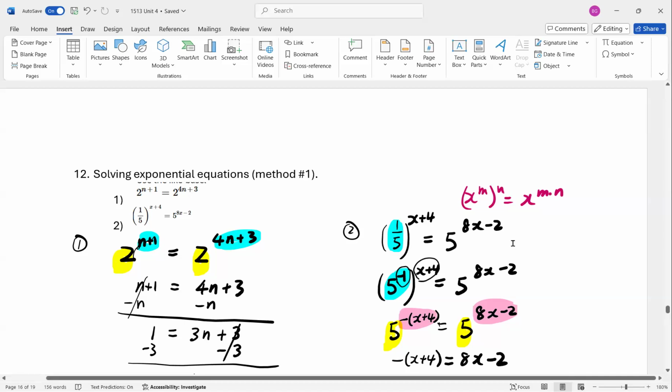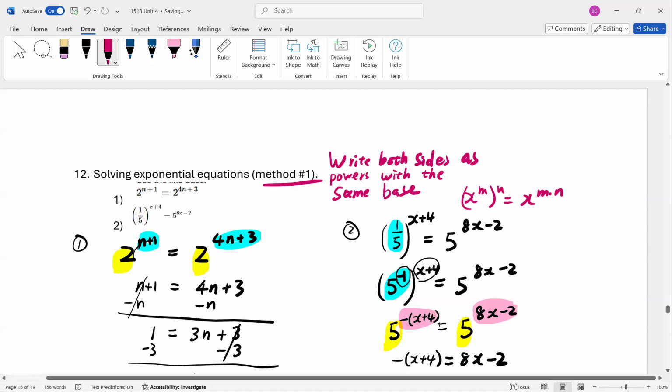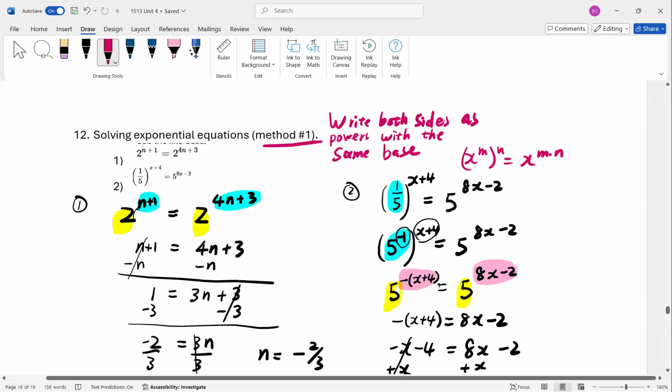I can write it down. First method, write both sides as powers with the same base. And then equate their exponents. That's the first method. Any question, guys? Do you have any questions?